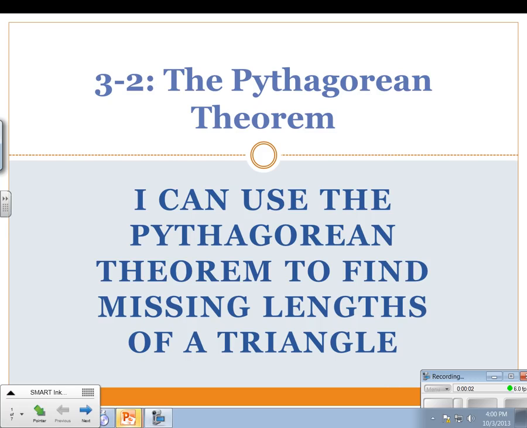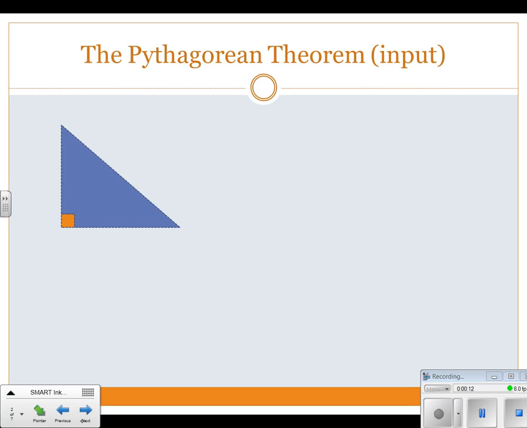In video 3.2, we will be working with the Pythagorean Theorem. You should be able to say, I can use the Pythagorean Theorem to find missing lengths of a triangle. The Pythagorean Theorem will work for any right triangle like we have here on the screen.